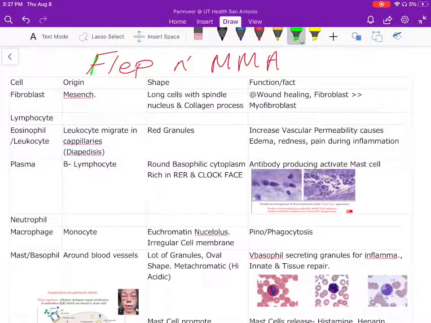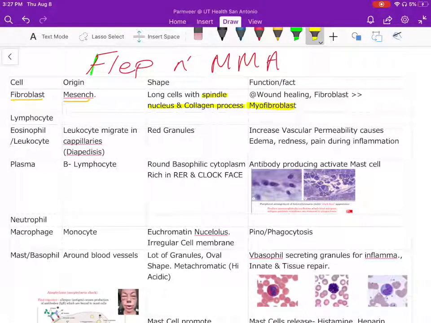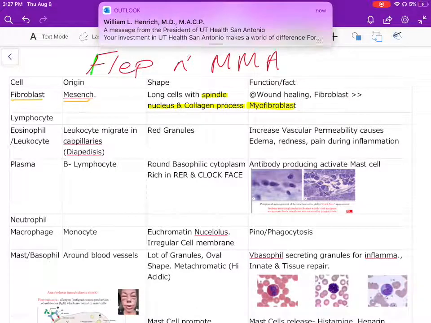So in our FLIP we have our fibroblast, and fibroblasts come from mesenchymal origin. They are long cells with a spindle nucleus and collagen processes. Another topic is that during wound healing, these fibroblasts will become myofibroblasts. The fibrocyte is an inactive fibroblast, and the myofibroblast appears during wound healing, triggered by growth factors.